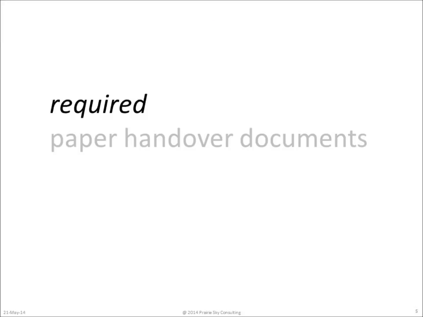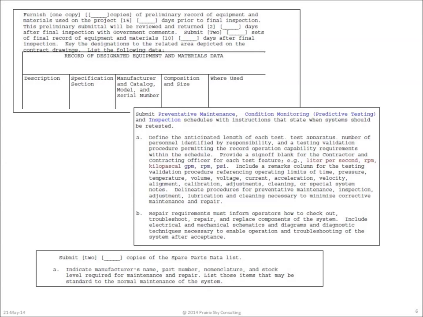Since COBie contains information about the managed assets in the building, it's pretty easy to see that the contractor is already responsible to deliver those as paper handover documents. Let's look at a few examples. Here are three excerpts from actual construction specifications. The first one requires the contractor to deliver a complete set of all installed equipment and include the catalog, manufacturer, model, serial number, and a variety of other kinds of information.